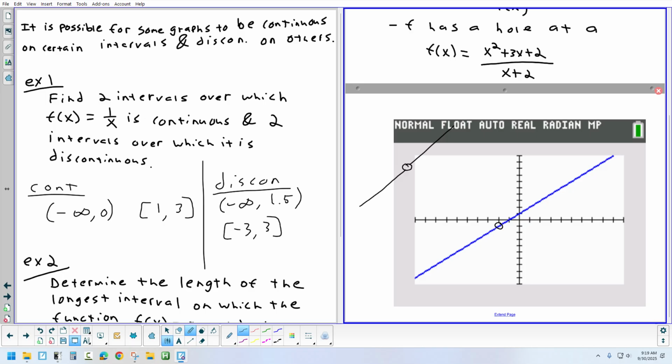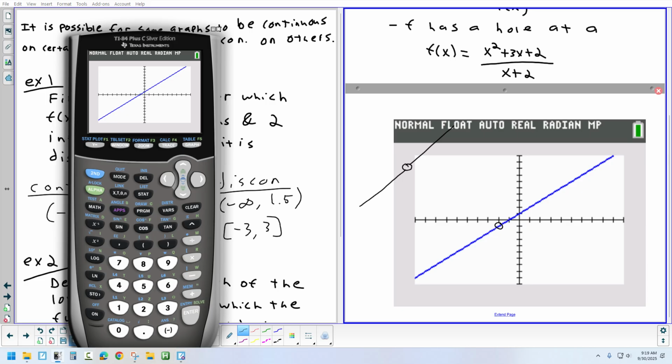Now, why is there a hole in the graph and not that vertical asymptote? Because if I change this number, instead of making it a +2, make it a +3. Just change it a little bit. Watch how the graph looks now. Totally different. Okay, just change that one number and it made it very obvious that they don't connect. There's no longer a hole in the graph.